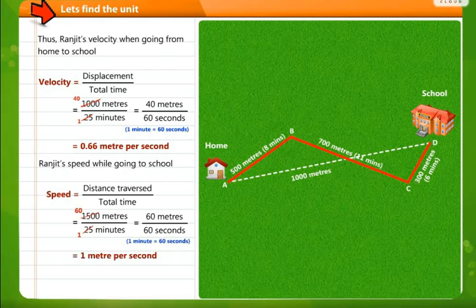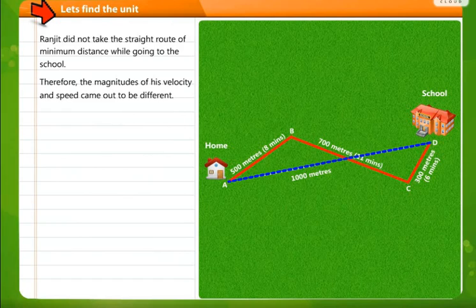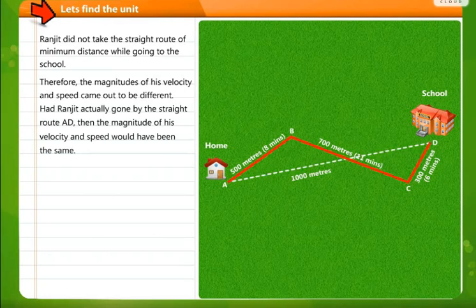Distance is basically the path Ranjit has gone from A to B, B to C and C to D. But in the end he has reached from point A to point D. Displacement is the minimum distance between the start and end points. Now Ranjit did not take the straight route of minimum distance while going to school. Therefore, the magnitude of his velocity and speed came out to be different. Had Ranjit gone by the straight route AD, then the magnitude of his velocity and speed would have been the same.